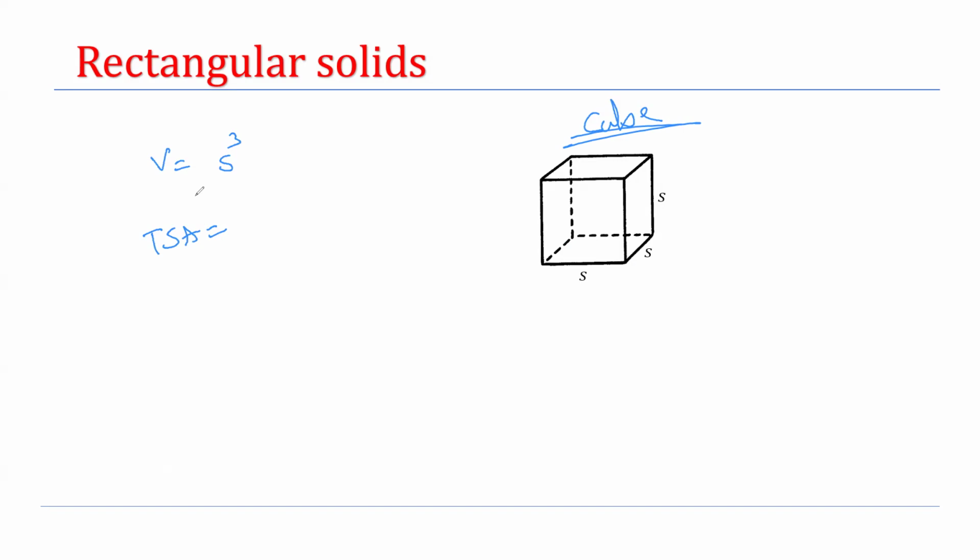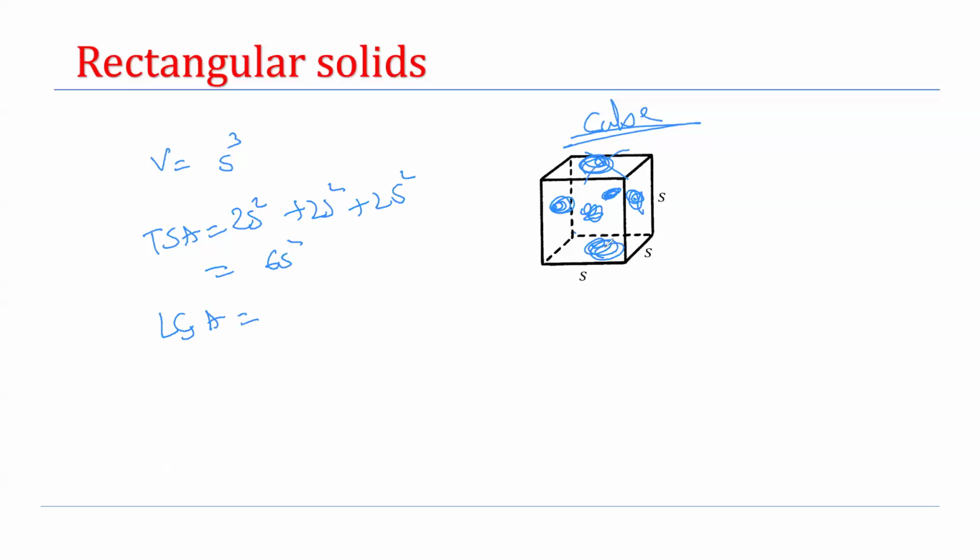Total surface area is, sir, first we will have area of down one is S square. Up one also S square, sir. So 2S square. Next, 2S square plus this is also 2S square, sir. Plus 2S square, front and back. So total area is 6S square.